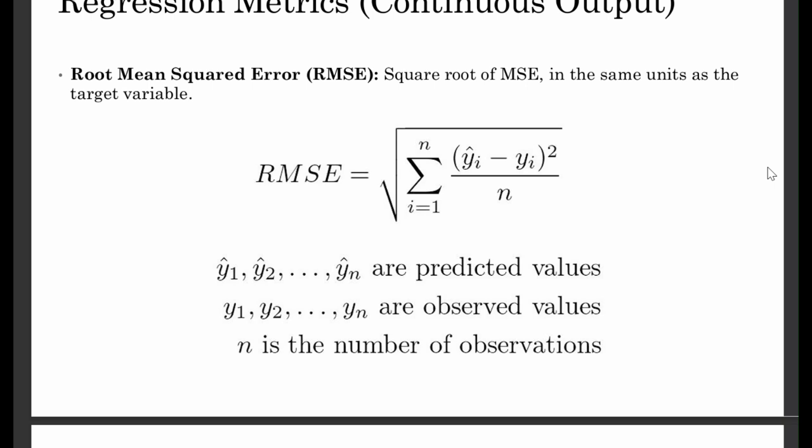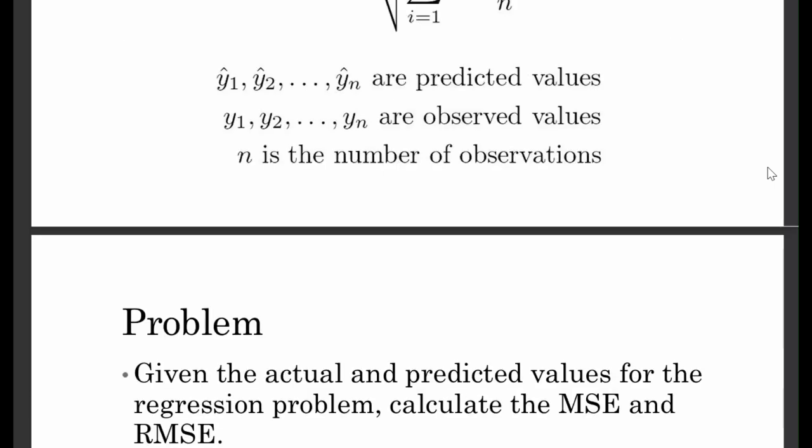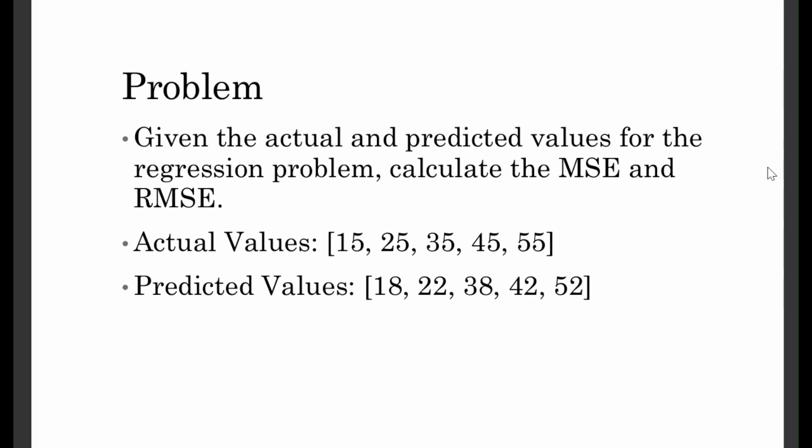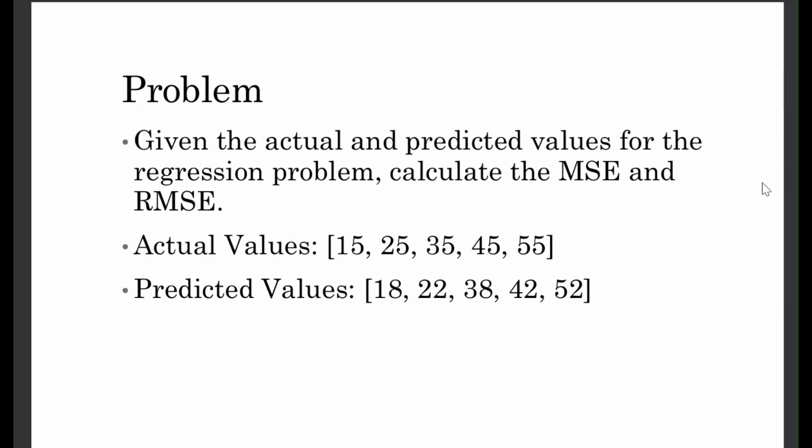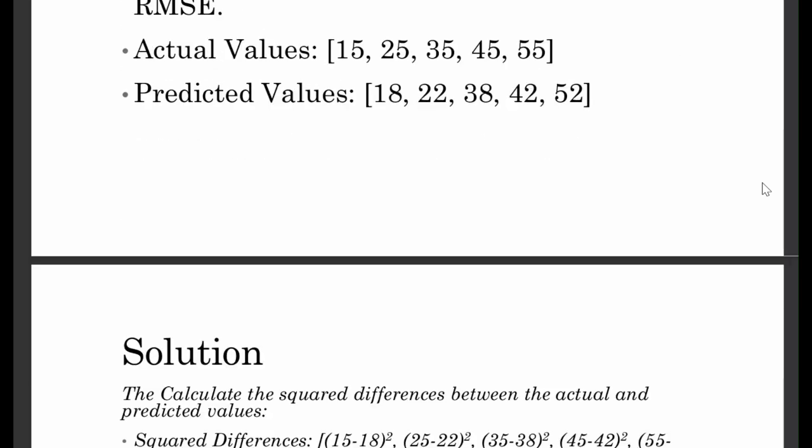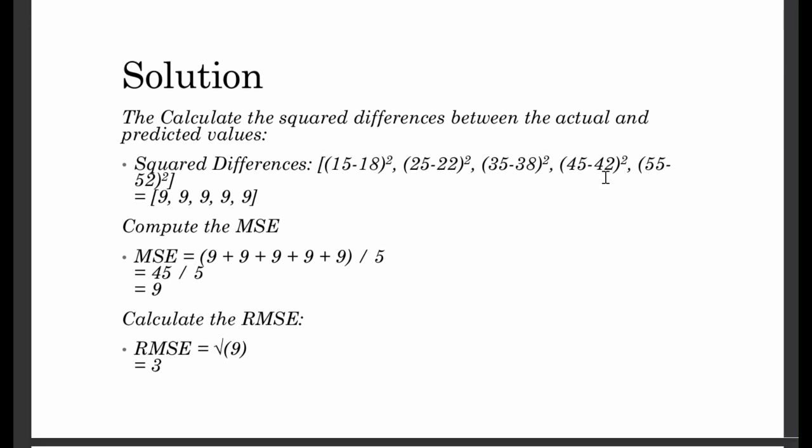Let me do the worked example from the slide. As it has given, the actual values are 15, 25, 35, 45 and 55, and predicted values are 18, 22, 38, 42 and 52. The squared differences are (15 minus 18) whole square, (25 minus 22) whole square, (35 minus 38) whole square, (45 minus 42) whole square, and (55 minus 52) whole square, which gives a value of 9 for all of them.